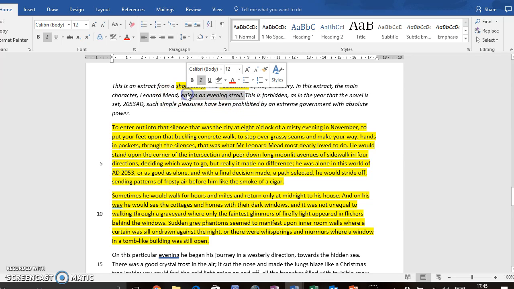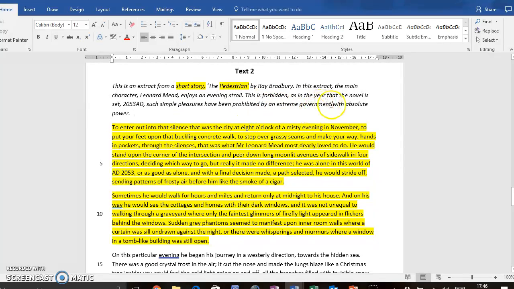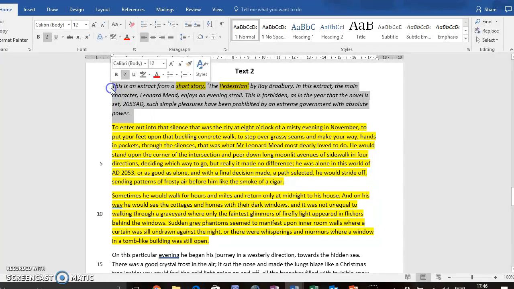Straight away, I'm expecting his surroundings to be outside, in the evening, at night. It gives me a clue of what I'm looking for. This is forbidden, as in the year that the novel is set, 2053 AD, such simple pleasures have been prohibited, that means stopped, by an extreme government with absolute power. Interesting, so even before I read, I know I'm going to look at a character taking a walk outside and perhaps experiencing some kind of tension because he shouldn't be there, okay?